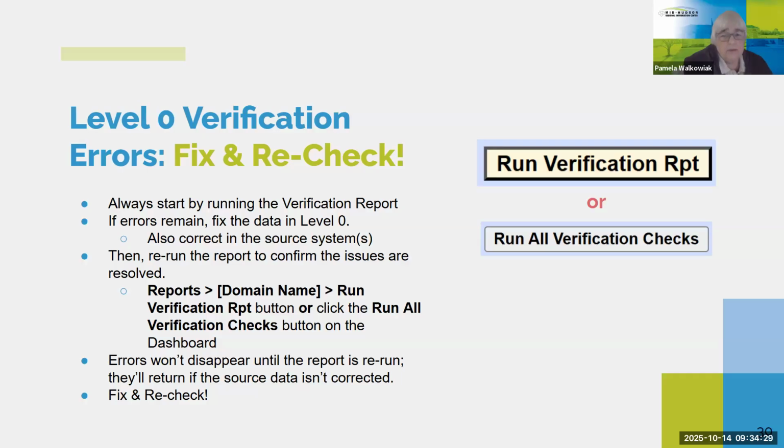So what's the best practice to deal with this situation? We recommend that you fix it and recheck or rerun the report. The errors will not disappear until the report is rerun. For me, whenever I'm looking at verification errors, the first thing I do is run the report so that I'm always looking at a current list. Now, for larger districts, you may need to be patient when you do that, but it will help you to know that you're looking at current information.